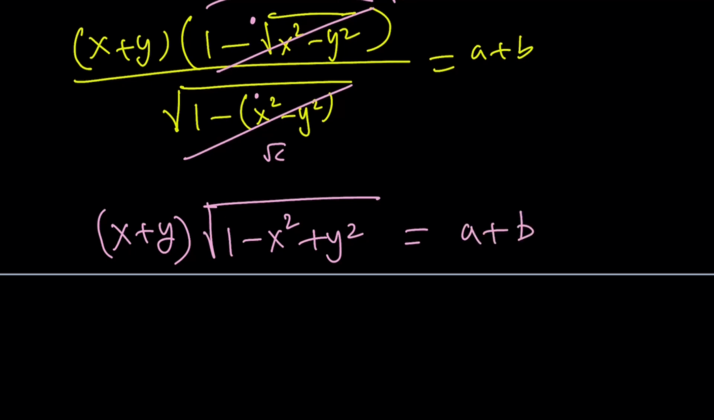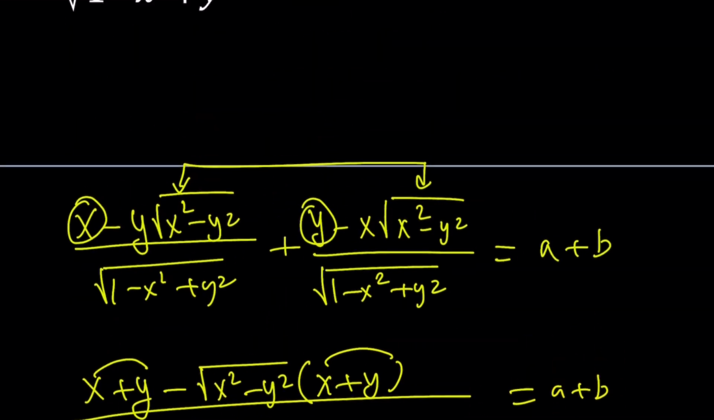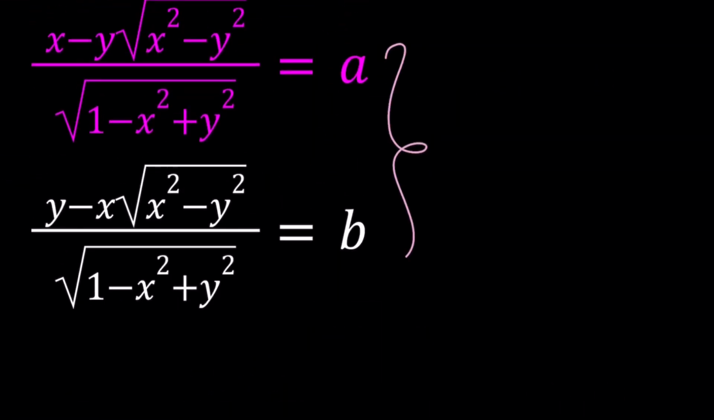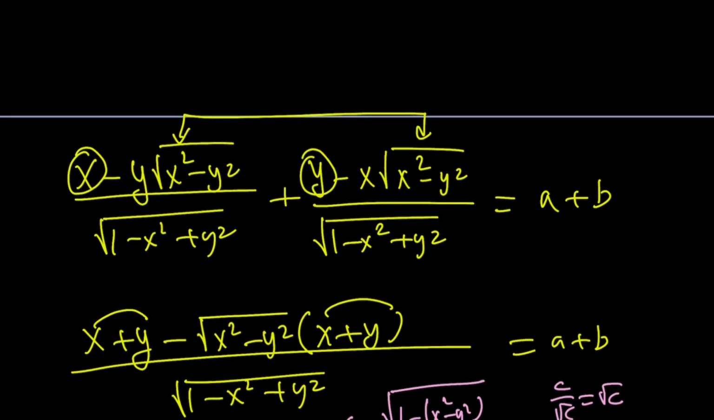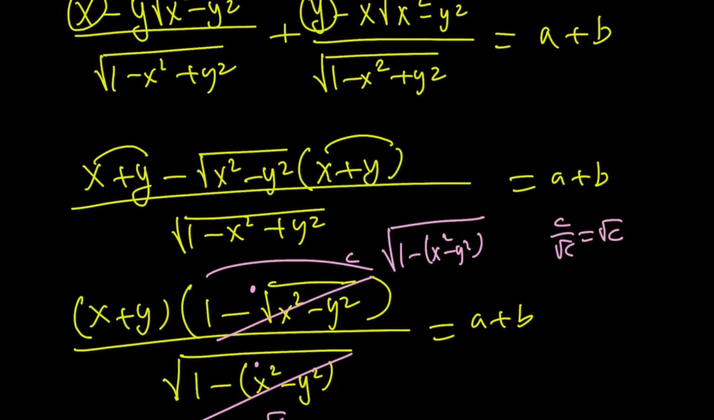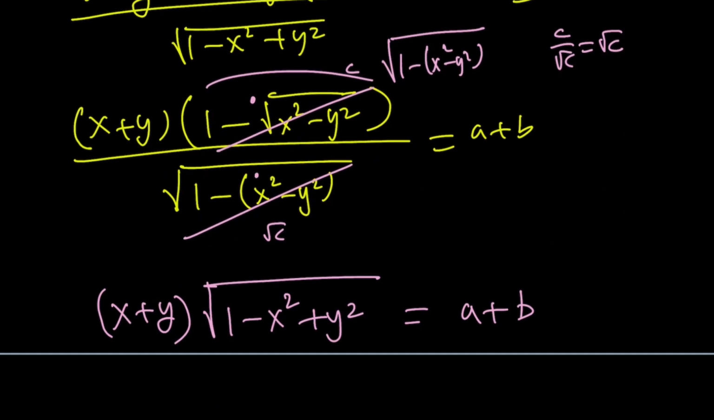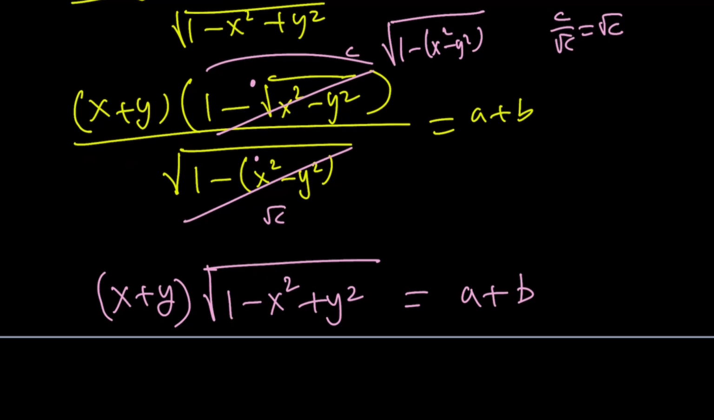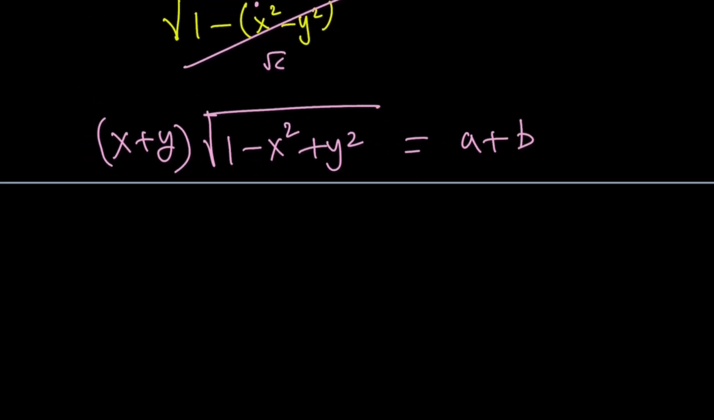I hope this made sense. I kind of did it fast, but just to recap, we added these two equations and then used the common denominator and then put the x and y together and then factored out x plus y, and then we simplified the radicals because we have something and it's square, and then we ended up with this. So no more fractions. We got the following expression. So you're going to do the same thing.